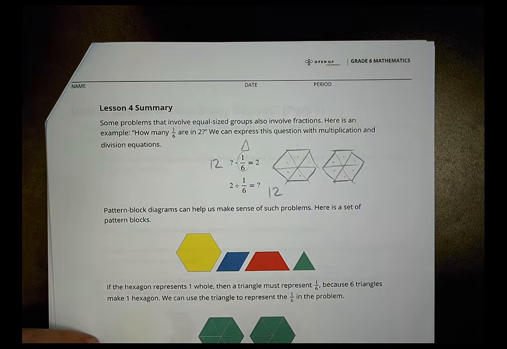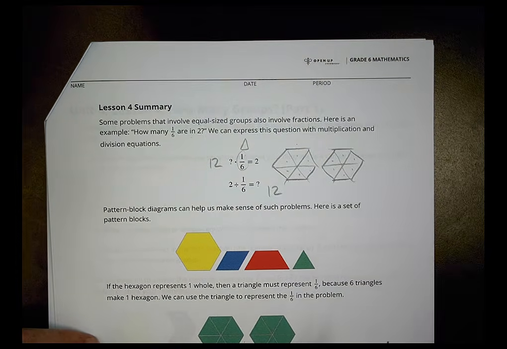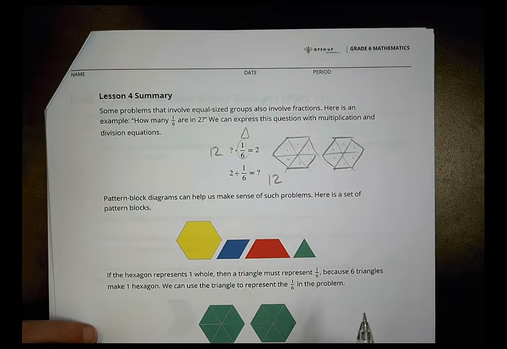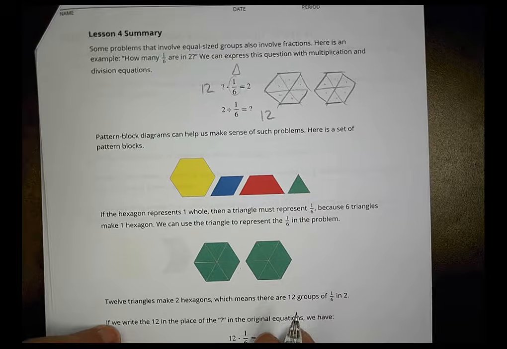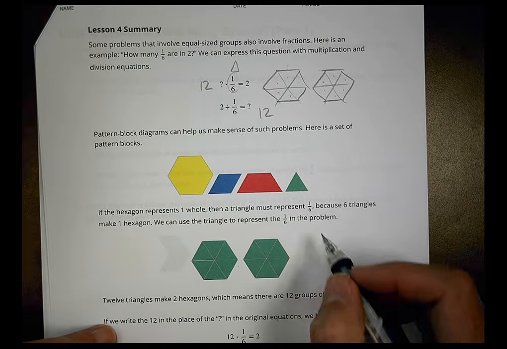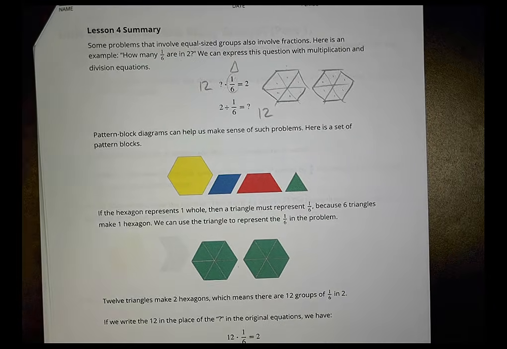The pattern blocks just help us see that to make more sense of the problem. So it's good to have those to play with a little bit. So this flows the rest of the way to show you that if the hexagon's a whole, a triangle is 1/6, how do you get to 12? And that's part of the summary review right there.